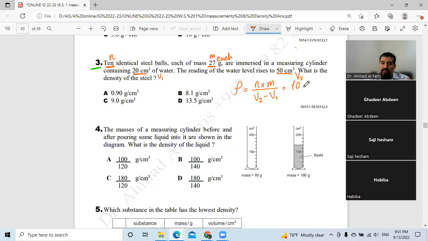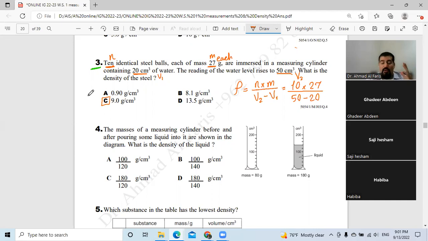So 10 multiplied by 27 over 50 minus 20, and the answer is what? C. If the answer is A, you made a huge mistake. The answer is 0.9, which is less than the water. That means steel floats over the water. Do steel balls float over the water? No, it doesn't, unless it is what? Hollow. Thank you. Yes, correct. Bravo, Huda. Bravo, Mu'taz.